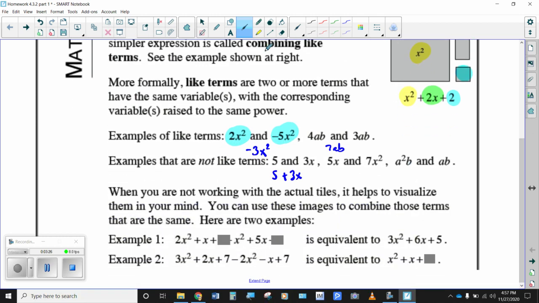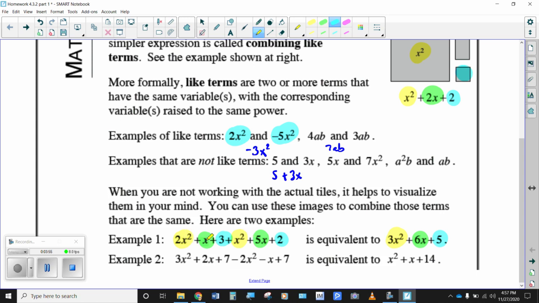All right, so this is typically what I would do if I was using my magic tools up here. I would take all my x squareds and highlight them. I would take all my x's and highlight them, and then take all my 1s and highlight them, and then combine the like terms. 2x squared and 1x squared makes 3x squareds. 1x plus 5x's makes 6x's, and then 3 plus 2 equals 5. So this would be the simplest version of this.